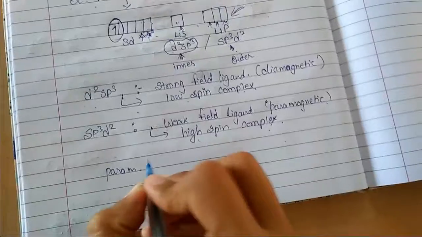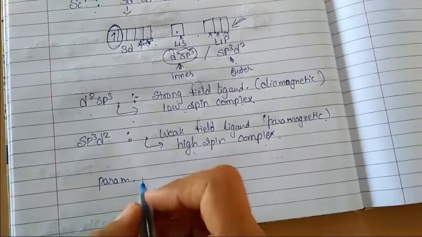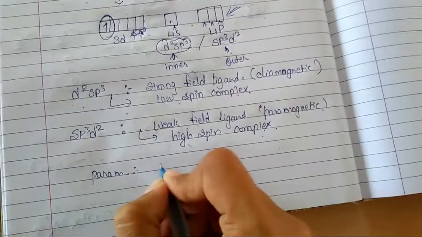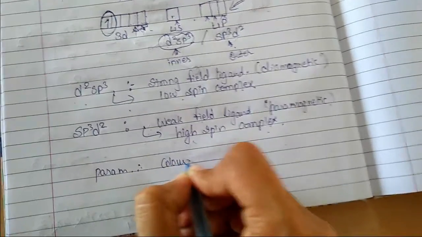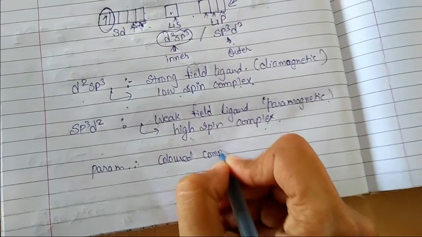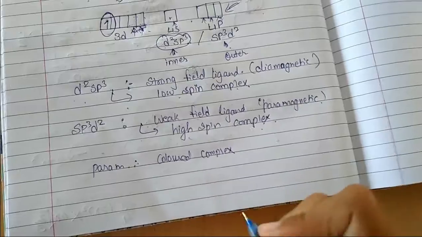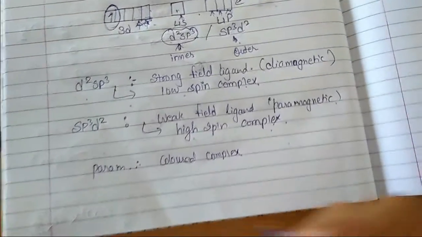And whenever you are getting a lone pair of electrons in a paramagnetic complex, that complex will show color. Those complex compounds are colored complexes because of the paramagnetic effect. Now let us take another example.